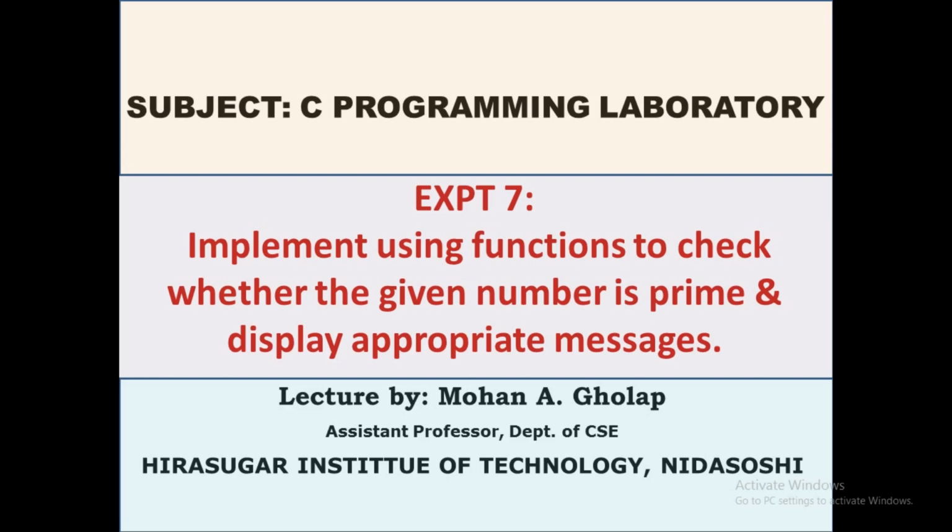For example, there is again a discussion about whether the number 1 is a prime or not, but it's a prime number. Consider another example, that is 2. 2 is also a prime number. Why? Because this 2 is divisible by only 1 and itself, that is 2.